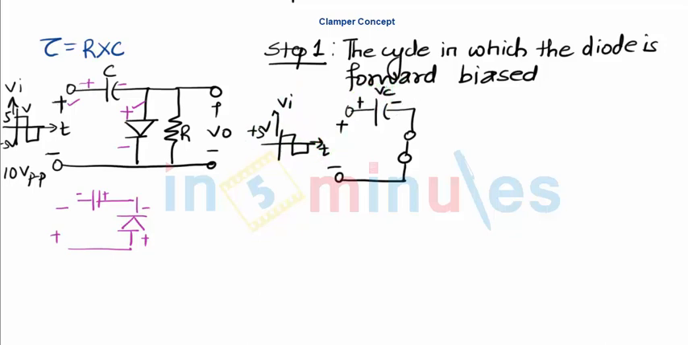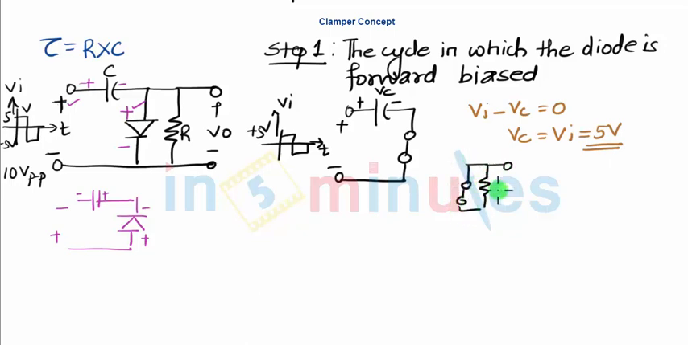When you apply KVL at the input, you will have Vi minus Vc equals 0. So Vc will be Vi. Vi in the positive half cycle is plus 5 volts, so the capacitor is charging to plus 5 volts. At the same time, on the output side of the circuit, you have a short-circuited diode and a resistor and the output voltage plus minus VO. So in this case, your VO will be 0 volts for the positive half cycle.